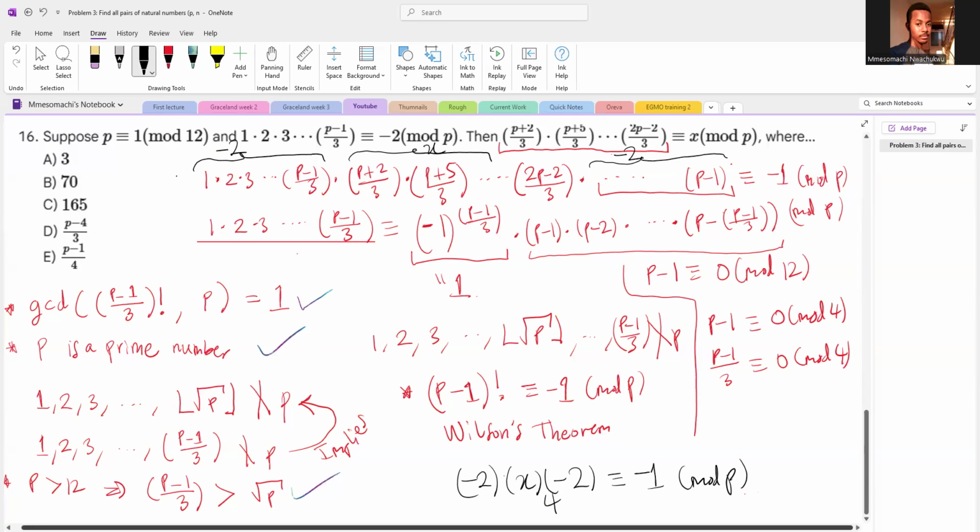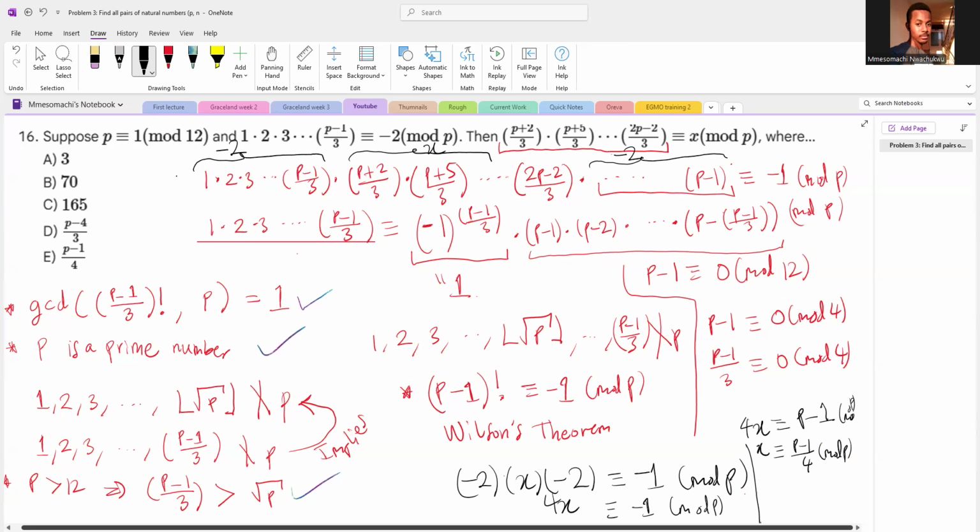So what does that imply? 4x is congruent to minus 1 mod P. So what does that imply? It implies that x is congruent to, so we can add P to both sides. So 4x is congruent to P minus 1 mod P. I'll just skip writing mod P. So this implies that x is congruent to P minus 1 over 4 mod P.